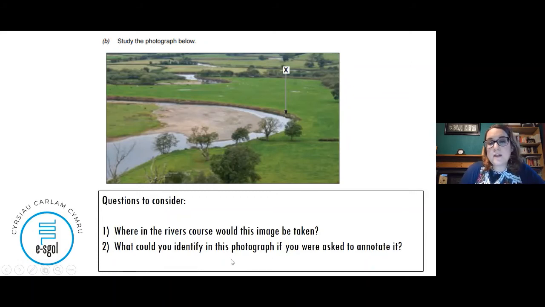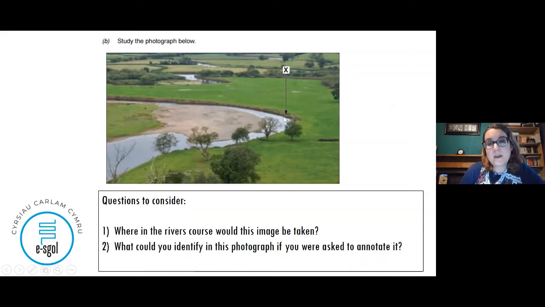Now, what could you identify in this photograph if you were asked to annotate it? Here at X, we have a river cliff, so you could have put your river cliff. On the opposite side, on the inside bend, we have deposition. So you could have said deposition, slip-off slope.